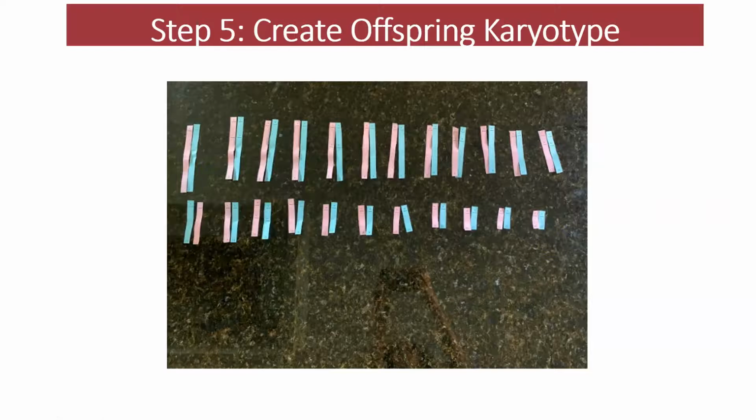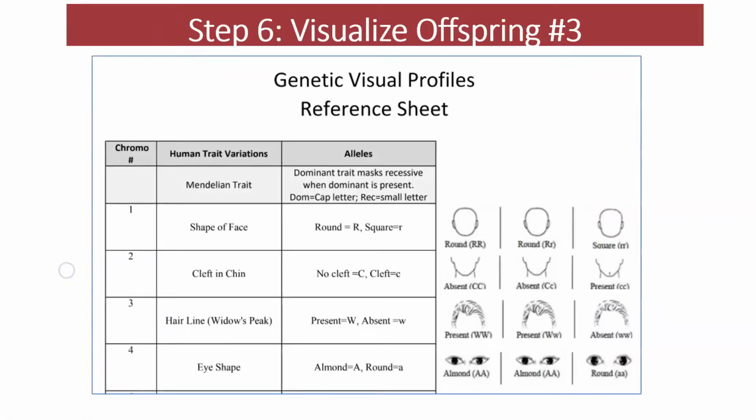Pause the screencast now and do this slowly and carefully. Record all the gene combinations, the genotypes on your journal slip, and make sure you record the phenotypes. I can't wait to see what this offspring looks like. Now, use your Visual Profiles reference sheet to help you draw the facial appearance of this third child. Make sure to draw the third child accurately using the data you just collected. Do this now.